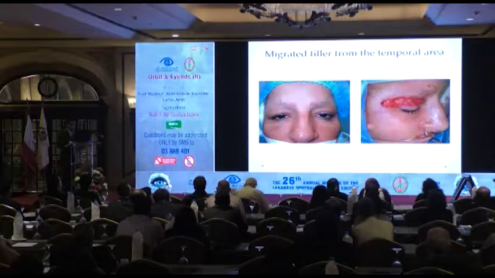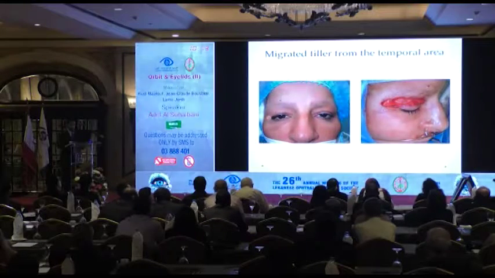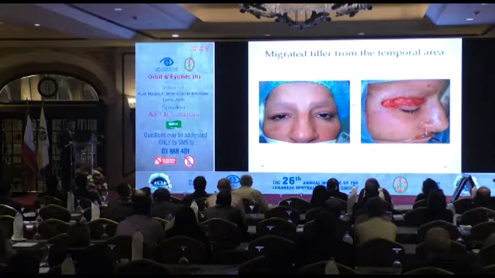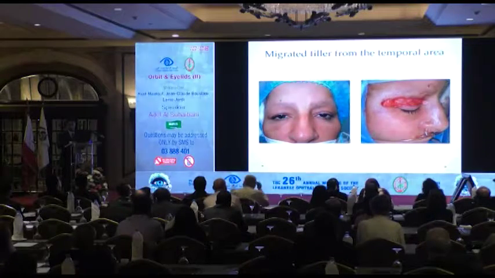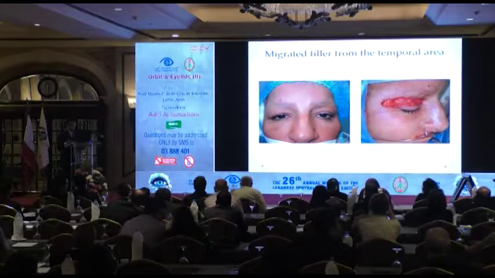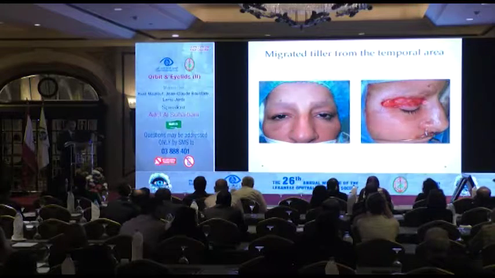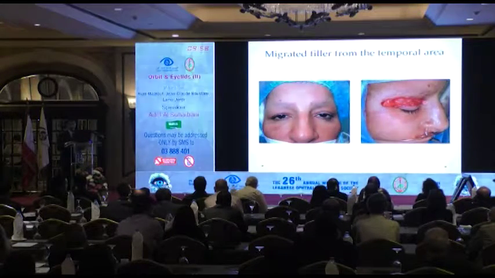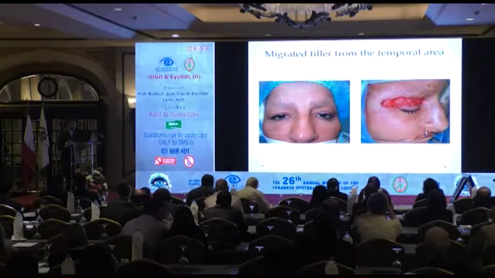As you can see, the patient presented with fullness involving the whole upper eyelid. The material was injected in the temporal area, and you can see how migration can be so distant from the place, and can really mimic fullness of the upper eyelid. So if you don't ask these patients about previous history of injection, you may do blepharoplasty and you get caught in this kind of problem.